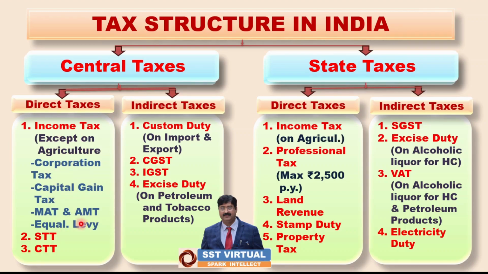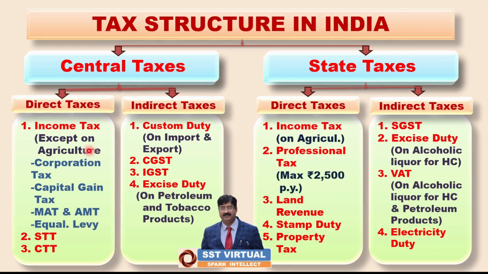These are the parts of the income tax, like corporation tax, which is levied on the companies, capital gain tax, which is levied on the capital asset under Section 45 of Income Tax Act, sale and purchase of capital assets, then MAT, minimum alternate tax, and AMT, alternate minimum tax. MAT is levied at the rate of 15% on book profit, whereas AMT is levied at the rate of 18.5% on adjusted total income.